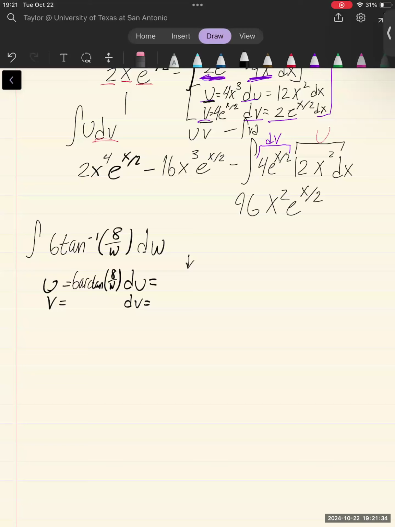So what she said is this derivative is negative 48 over w squared plus 64. And this comes from chain rule. So I'll walk through that real quick. So if I have arctan 8 over w, and I take its derivative, what is the derivative of arctan?